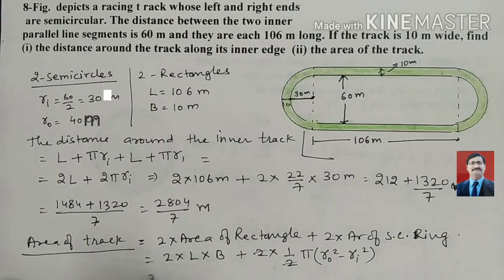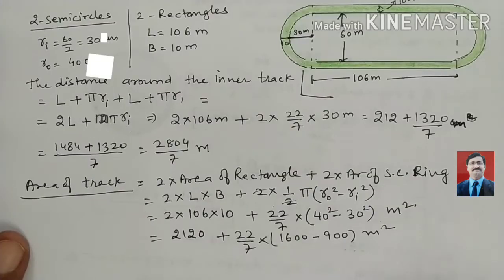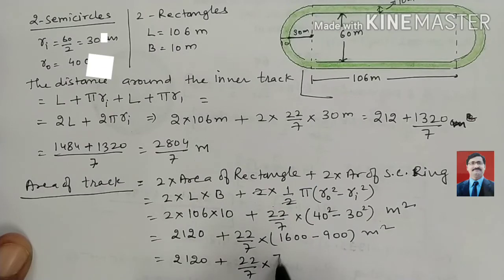These 2 and 2 we can cancel. 2 into length is here 106 into breadth is here 10, plus pi we write here 22/7 into r outer is 40, so we write 40 square, and r inner is 30, so we write 30 square, and the whole thing is in meter square. We multiply, we get 2120 plus 22/7 into 1600 minus 900 meter square. We get 2120 plus 22 upon 7 into 700, we cut, we get 100.